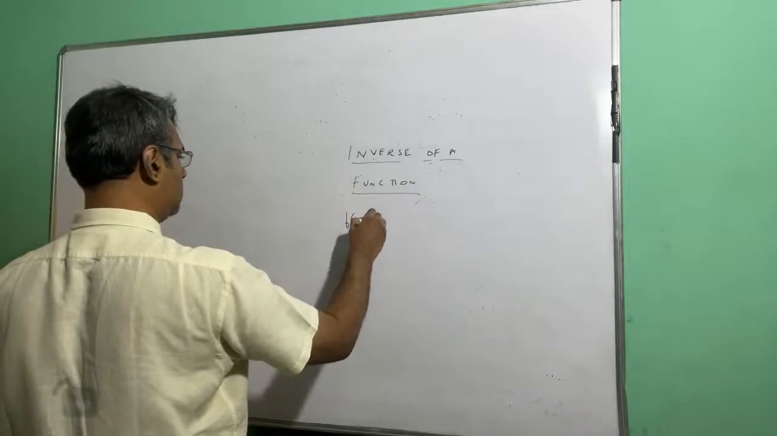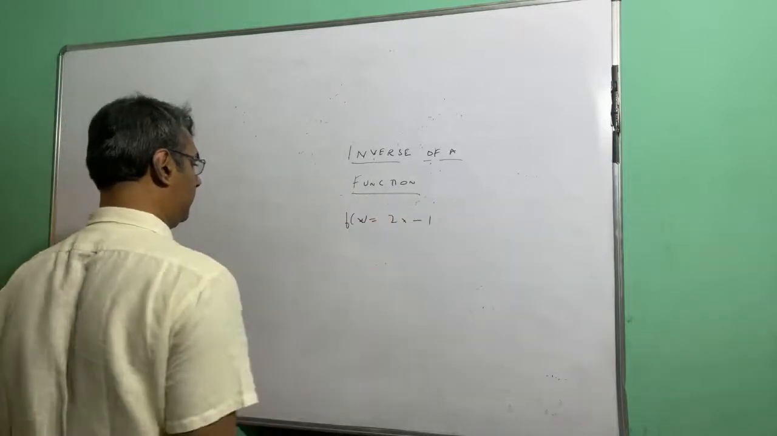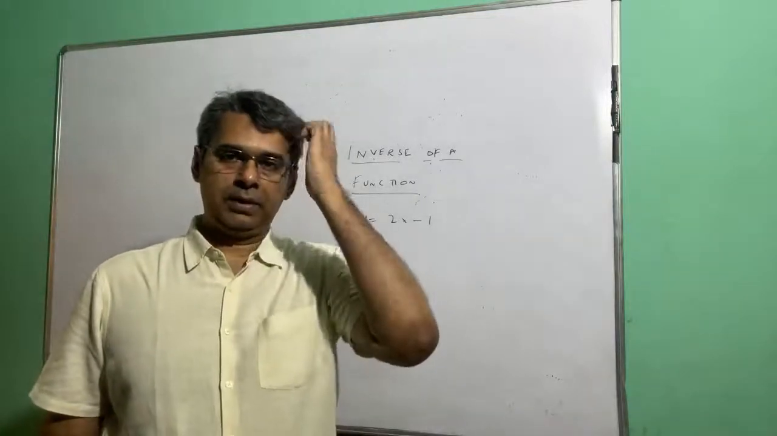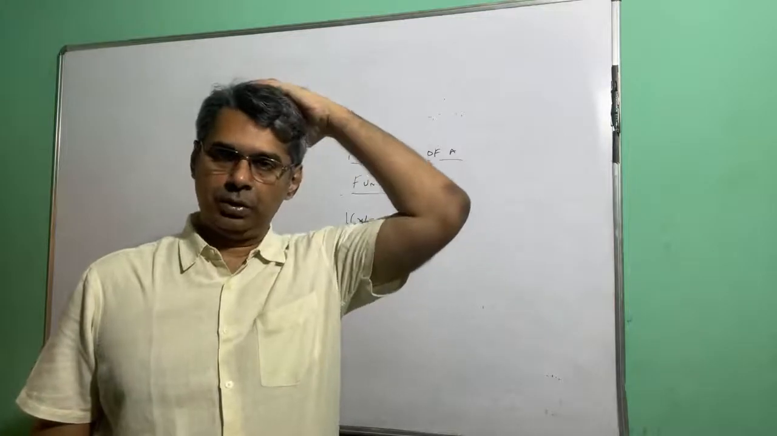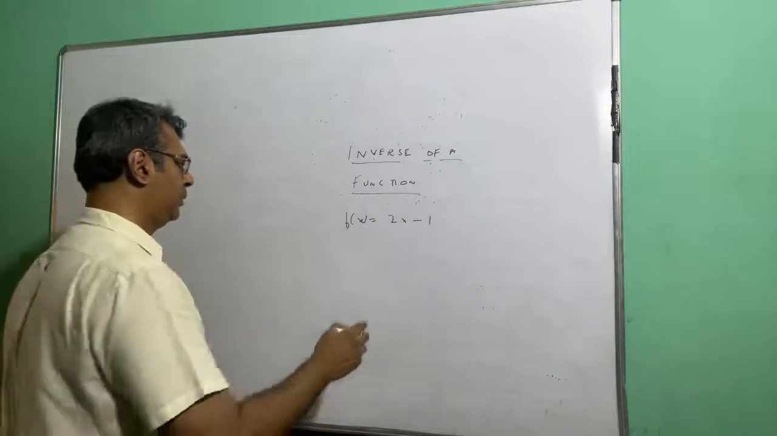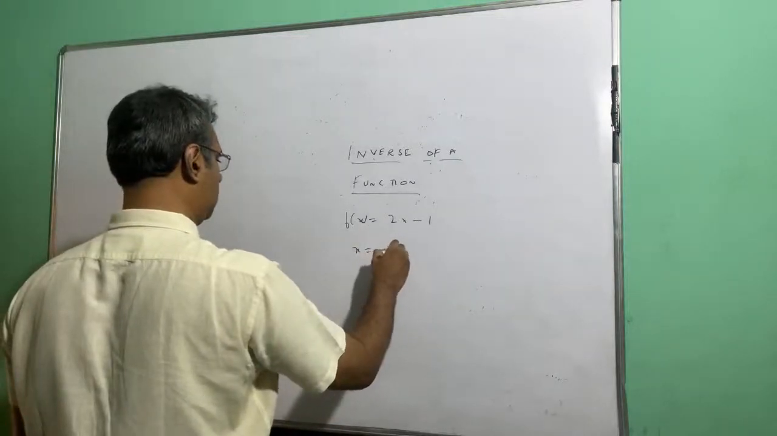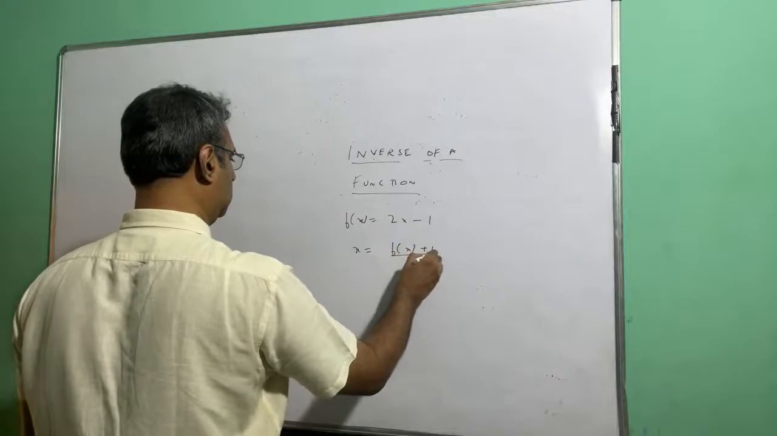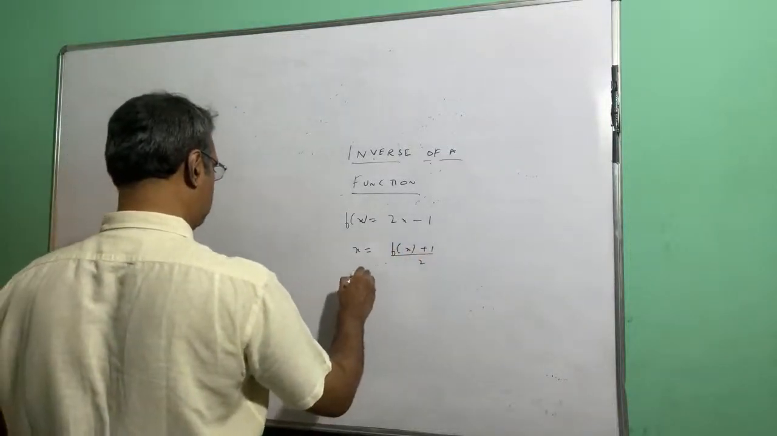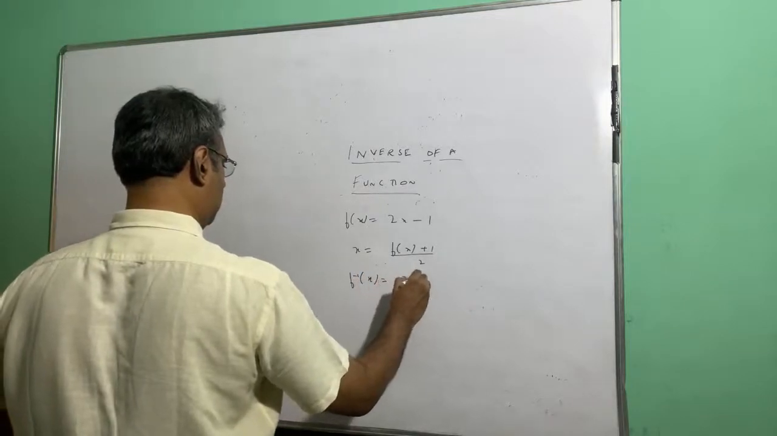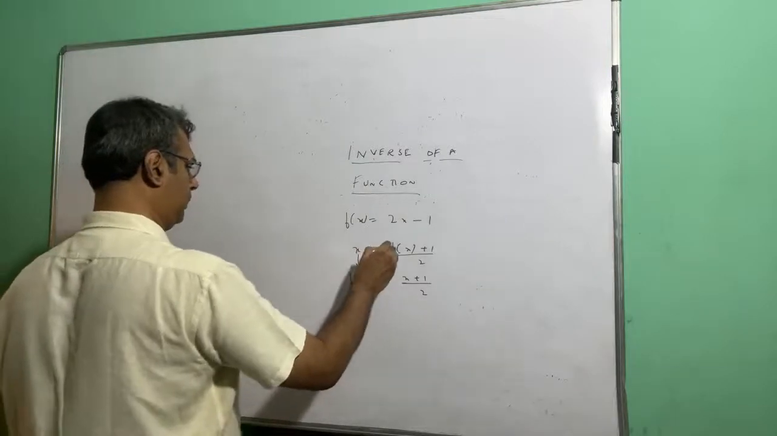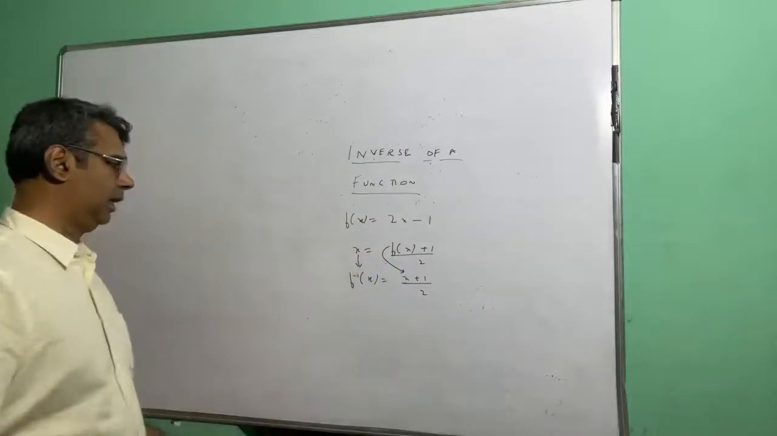Suppose I have a function f(x) equal to 2x minus 1. The first thing that I'll have to do is write x in terms of f(x). So from this equation, x will be (f(x) plus 1) by 2. Now you just replace x with f inverse x and you replace f(x) with x.